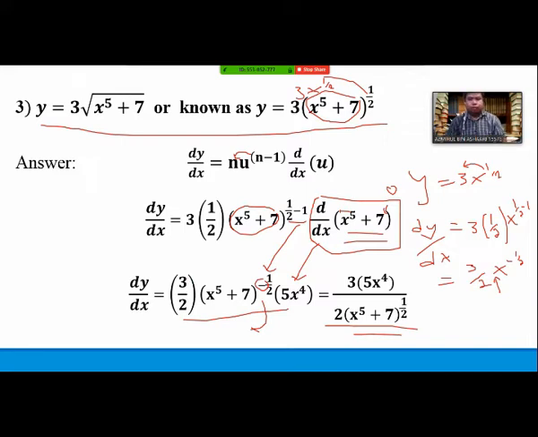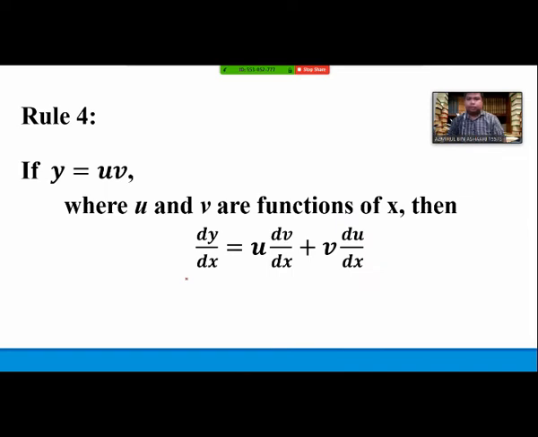Rule number 4. If y equals u and v, where u has an x inside of that, and v also has an x inside of that, where u and v are functions of x, maksudnya u and v adalah function yang ada x dalam dia, then you need to differentiate using this formula, u dv over dx plus v du over dx.